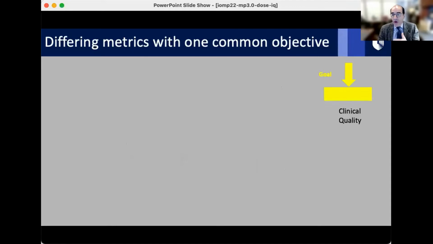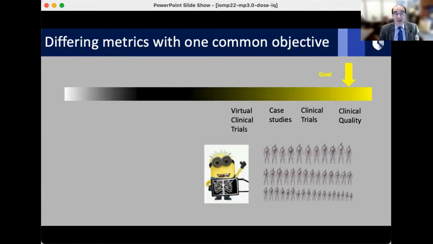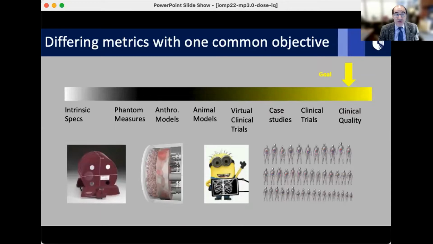Quality also falls within that spectrum. We want to know the actual clinical quality of the exam. Is that possible? Well, we can't. We often do other things like clinical trials or case studies or virtual clinical trials, which I'm very passionate about. We can do animal models, we can do anthropomorphic models, we can do phantom measures and intrinsic specification of the system. Again, this is a spectrum.